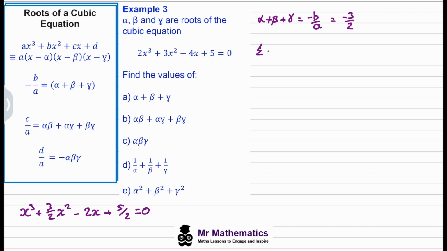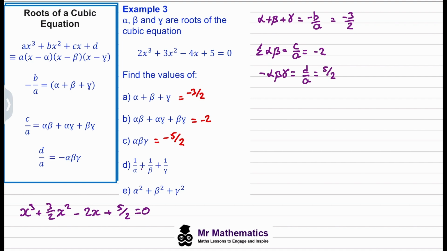We know the sum of the product pairs, alpha beta, will be the c over a term, which in this case is negative 2, and minus alpha beta gamma will be the d over a term, which in this case is 5 over 2. So for part A then, we know this is negative 3 over 2, negative 2, and because we have a negative, but what we want is a positive, this will be negative 5 over 2. Okay, so now we can work out part D.